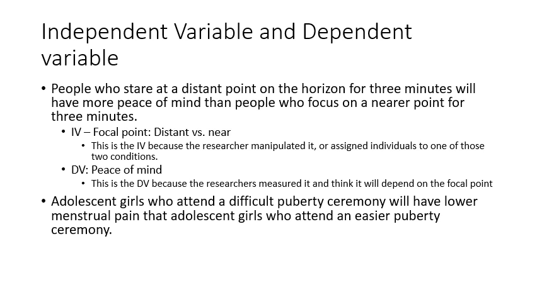A second example: adolescent girls who attend a difficult puberty ceremony will have lower menstrual pain than adolescent girls who attend an easier puberty ceremony. Our independent variable is difficulty. Either the ceremony is difficult or it's easier. The researcher in this study might be randomly assigning, or might just be taking girls who had different traditions. The DV, or dependent variable, is menstrual pain.